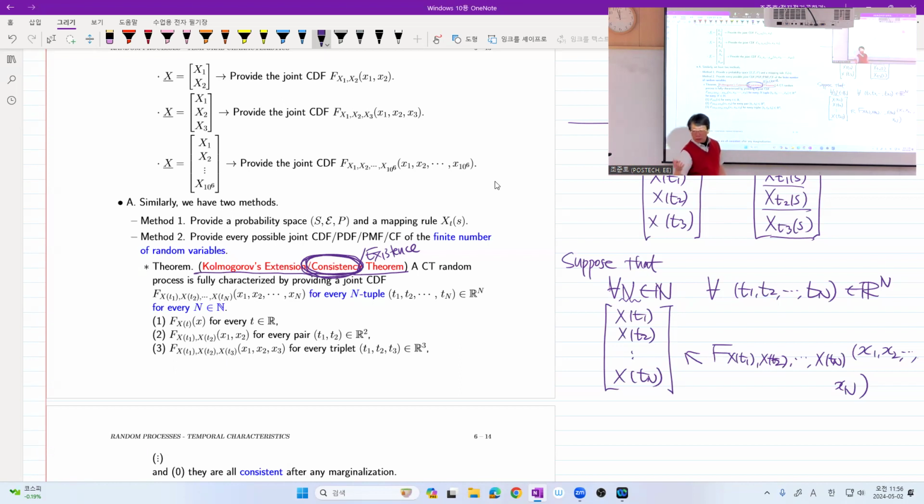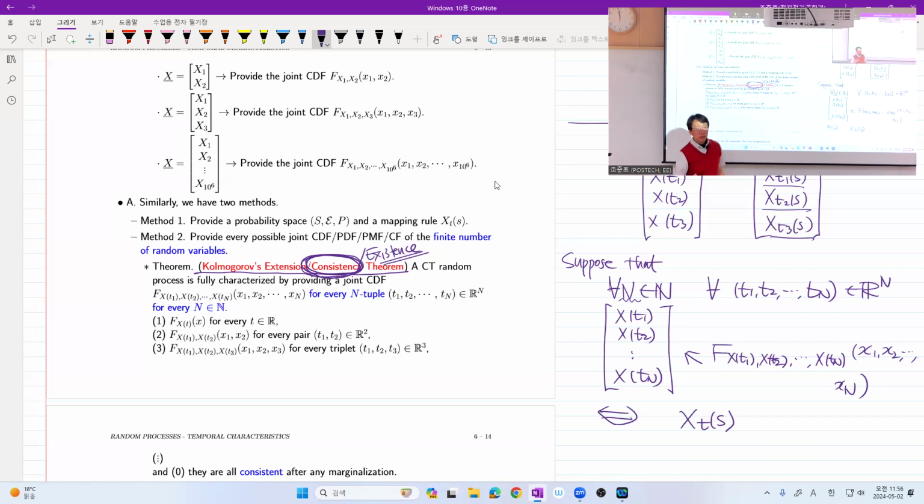Then here goes the existence. This is the same as you have some mapping rule. Okay? So it's amazing, okay? If you have a measure-theoretic definition, alternatively, you have that situation. You have consistent joint CDFs. It's obvious, right? From the measure-theoretic definition. However, this theorem says that if you have that situation, also there exists some strange mapping rule. We may not find it, but the existence is guaranteed.